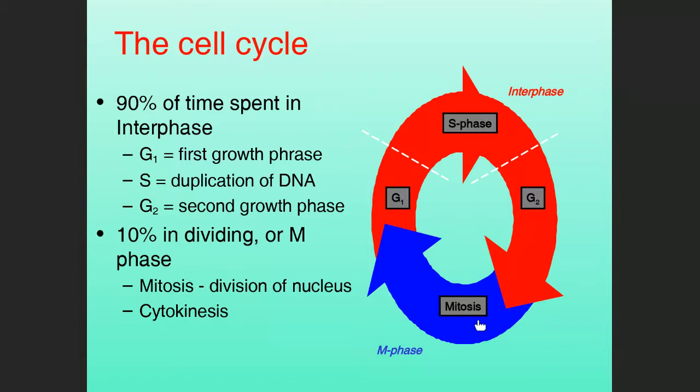Only 10% is available for mitosis, the process of cell division, which divides the cell into two equal halves and produces two daughter nuclei, two daughter cells. Mitosis, division of the nucleus, and cytokinesis take place in the mitosis process. So the complete cell cycle consists of four phases: mitosis, G1, S phase, and G2 phase.